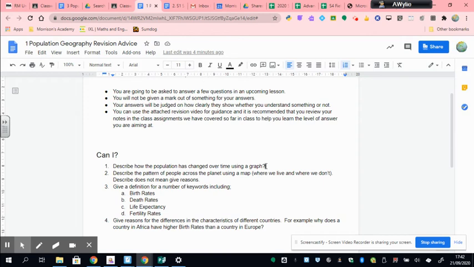Now, we're talking about the world population over time. So we currently are almost at 8 billion. So we're looking at change from very small amounts of people back in early times to large amounts today. But what you're going to have to do is use the graph to describe those changes and give amounts. So that's number 1. You might go into your class notes and have a look at how we approached that. Let's have a look at number 2.